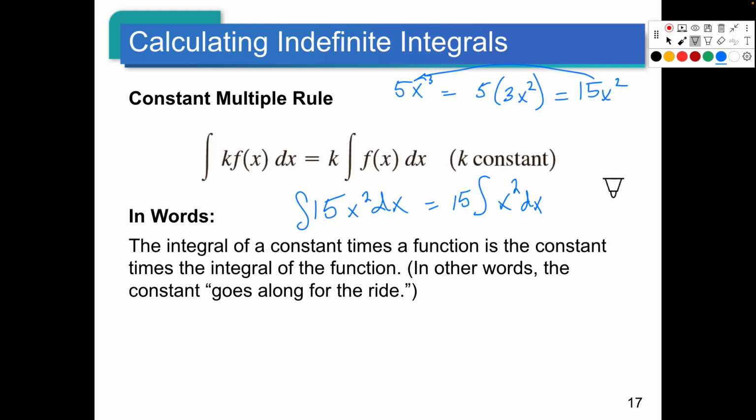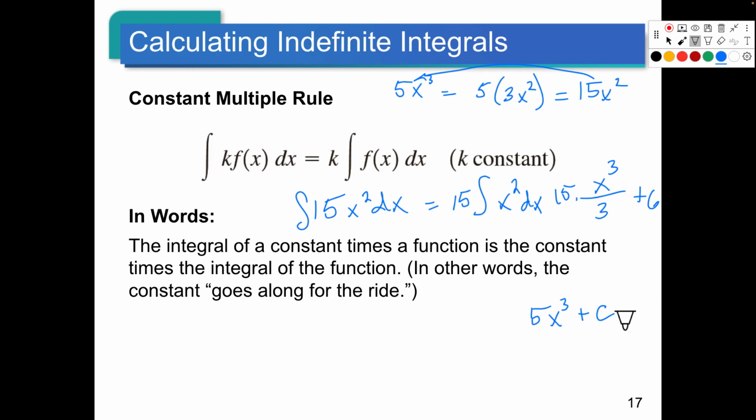Integrate x squared, we're going to get x to the 3. 2 plus 1 is 3. We're going to divide by 3. We're going to put plus a constant. And, oh yeah, we have this 15 out here that we're supposed to multiply. But when we do that, 15 divided by 3 is 5. Plus some constant.